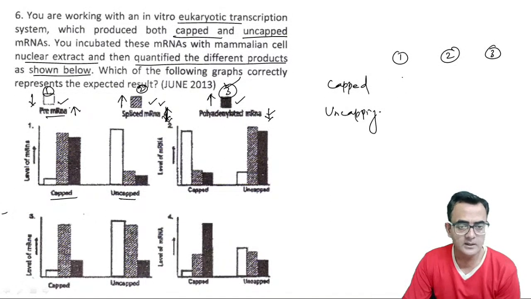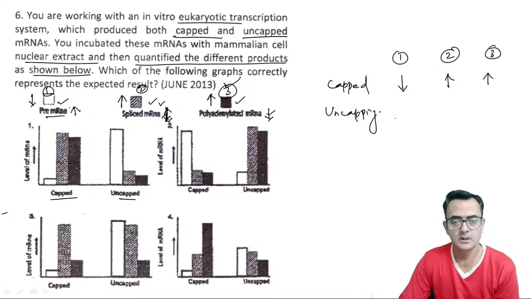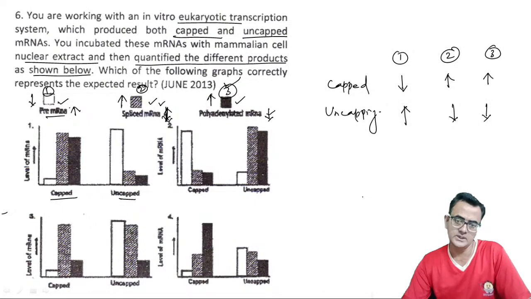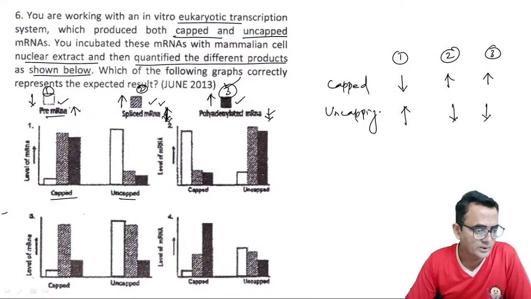So in capped mRNA, if this is low, right, of course not, this will be low if capping is happening, so this will be high and this will also be high, right? And at the time of uncapping this will be very high, the uncapped pre-mRNA we can say. And if capping has not happened, then splicing will not happen, polyadenylation will not happen, so this would be low, alright, like that. Now we look for it in the graph.